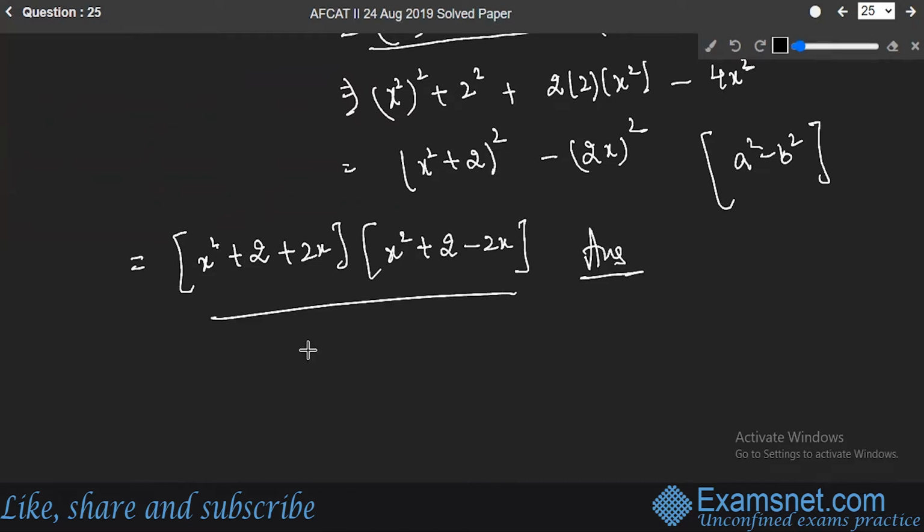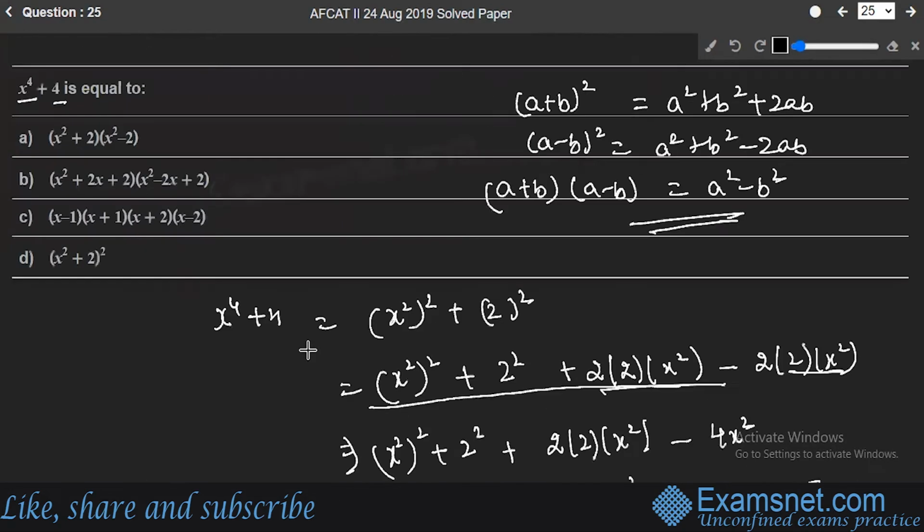This is your answer. Let's check out the options available. So this is x square plus 2 plus 2x, x square plus 2 minus 2x. So this option B is the answer to this question. Hope this is clear.